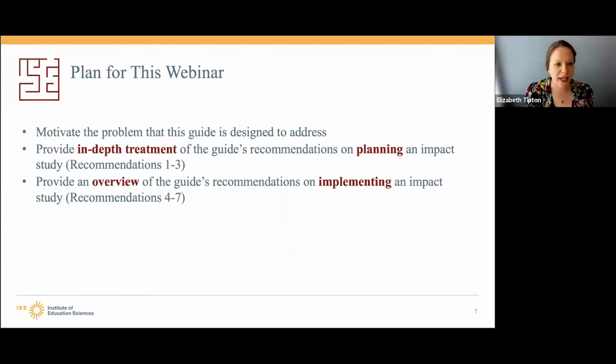Okay, so again, Rob's going to begin by motivating the problem that this guide is designed to address. And then we're going to take turns giving an in-depth treatment of the guide's recommendations on planning, as well as an overview of the guide's recommendations on implementing. And now from here, I'm going to pass this to Rob.